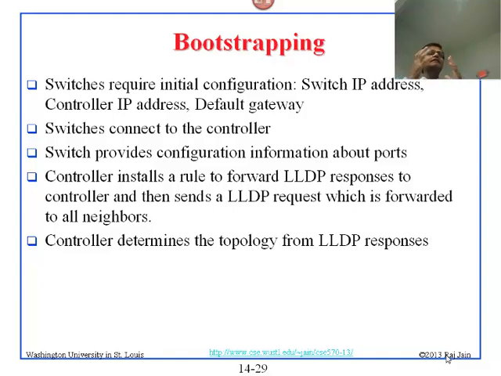But anyway, let's say given that the OpenFlow switch has gotten these three pieces of information, then it can connect to the controller and say, okay, here I am. I want to connect to you, tell me what I should fill my table with. And then the switch provides the configuration information. It says I have 5 ports and so on. And then the controller installs a rule to forward LLDP responses.